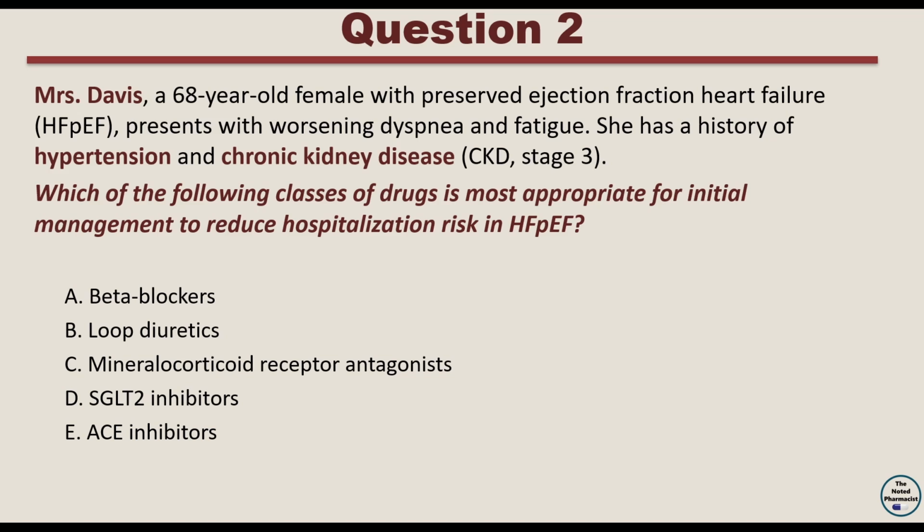Question 2. Mrs. Davis, a 68-year-old female with preserved ejection fraction heart failure, presents with worsening dyspnea and fatigue. She has a history of hypertension and chronic kidney disease, CKD, stage 3. Which of the following classes of drugs is most appropriate for initial management to reduce hospitalization risk in heart failure with preserved ejection fraction? Option A, beta blockers.